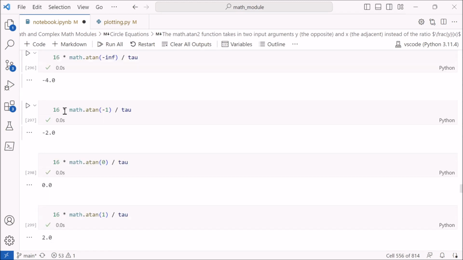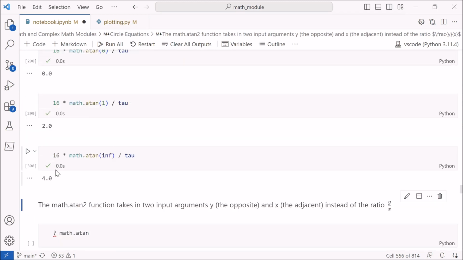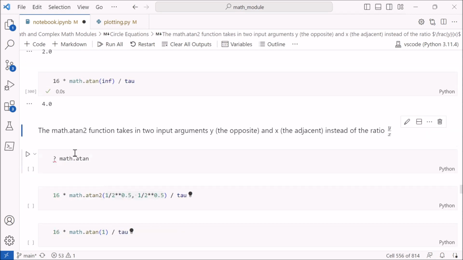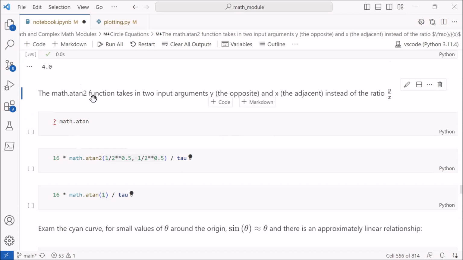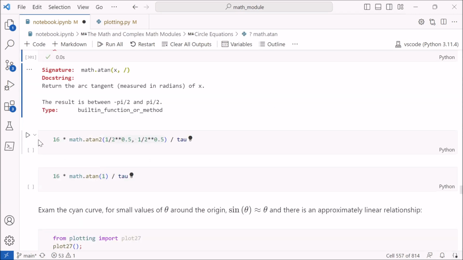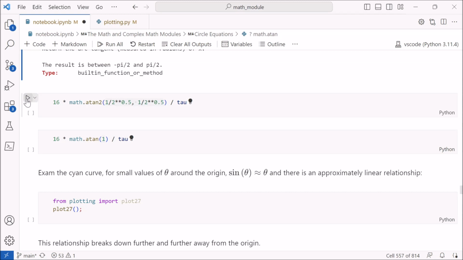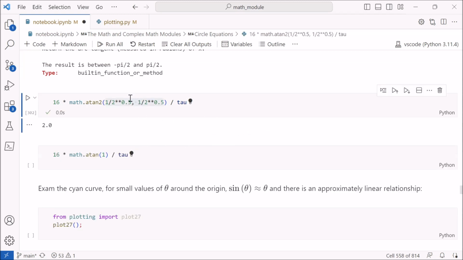So once again, we've got the -4, -2, 0, 2, and 4 as expected. There's another function, arctan2, which takes in 2 separate input arguments, y the opposite value and x the adjacent value, instead of the ratio directly. So we can see that this essentially works in the following way.